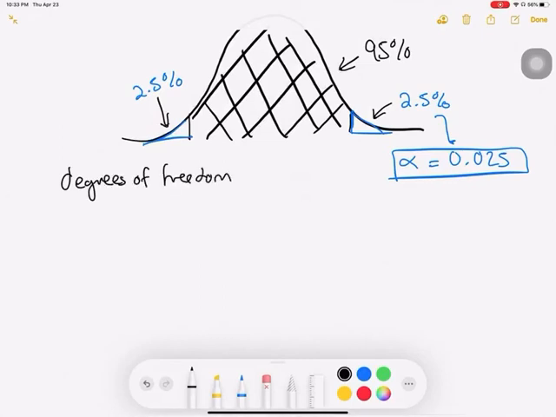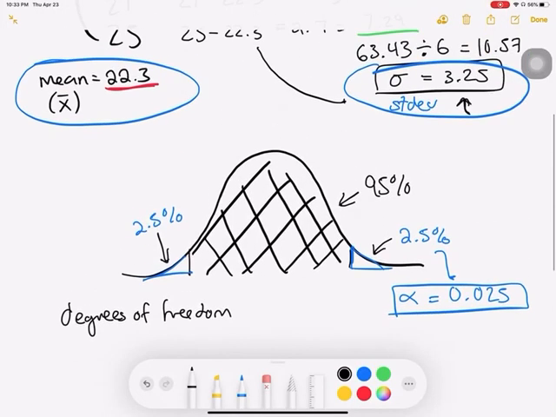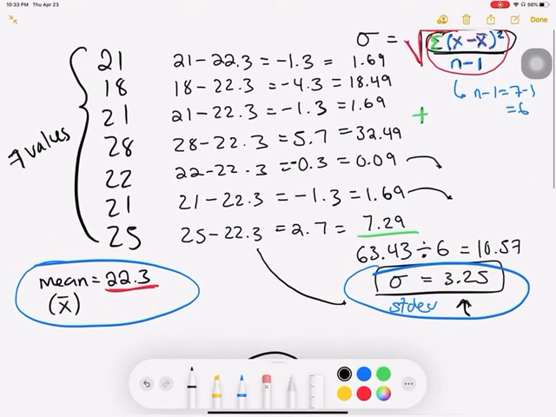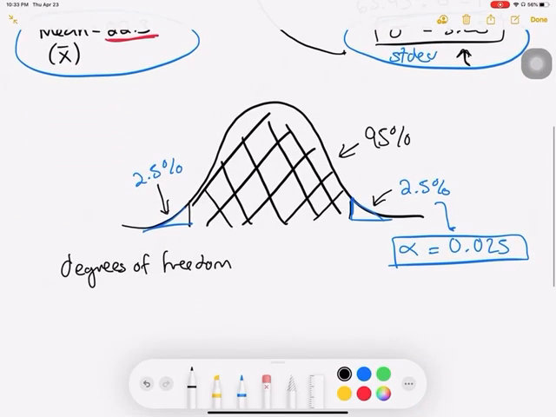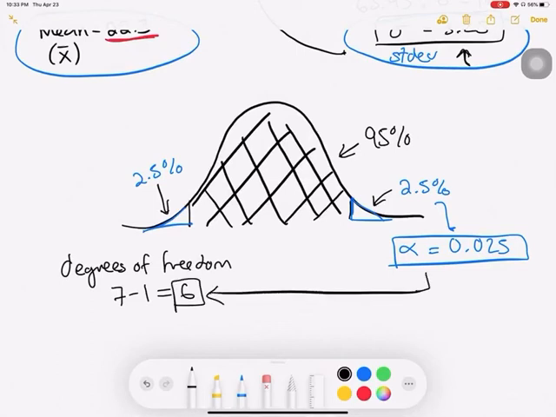So this is the same thing as previously. We have a pool of data with 7 values over here. So we have to find the same degrees of freedom, which is n minus 1. So degrees of freedom is 7 minus 1, which is 6. So for these two numbers, you have to find a t-value.